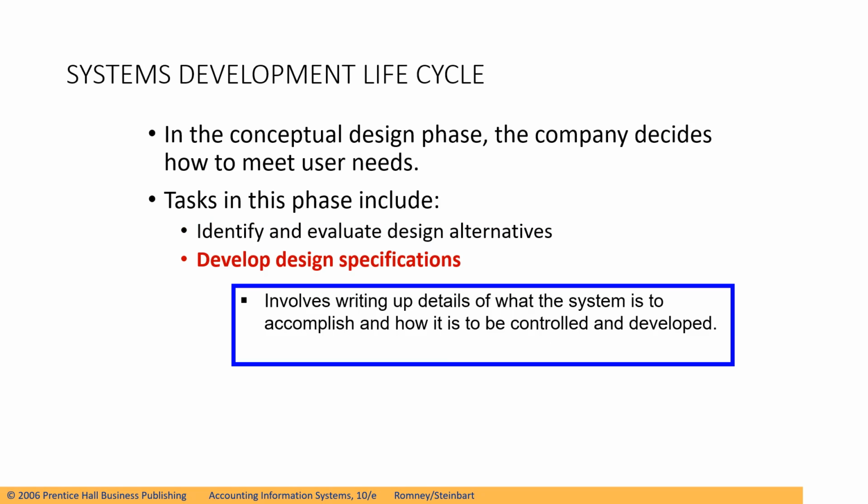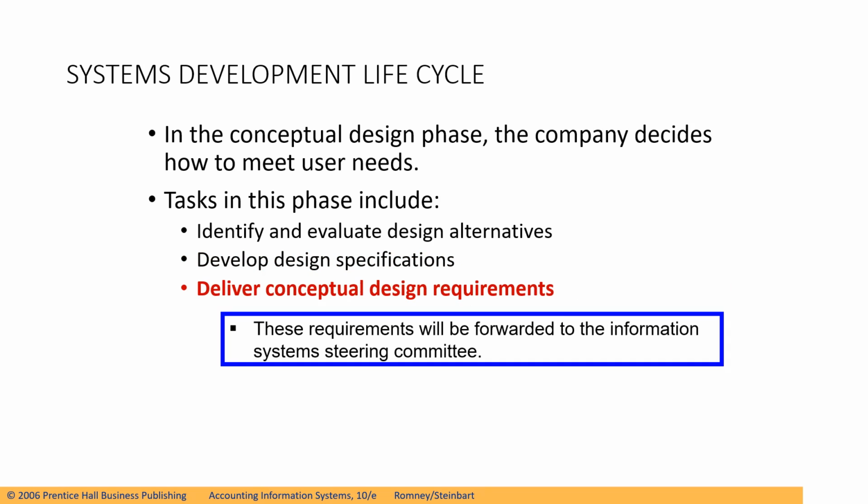Okay, here also you develop design specifications. Still we are in the conceptual design. So it involves writing up details of what the system is to accomplish and how it is to be controlled and developed. And then we have also deliver conceptual design requirements. So these requirements will be forwarded to the Information Systems Steering Committee or your IT department. So in your conceptual design, you put all the logic, the start until to the finish, what are the documents needed, what are the process. So you may also put your documenting flow charting.